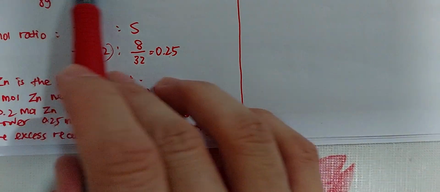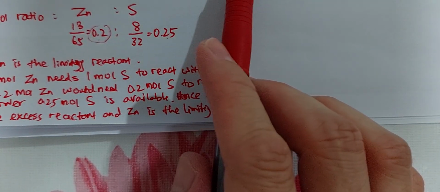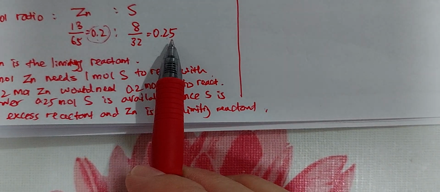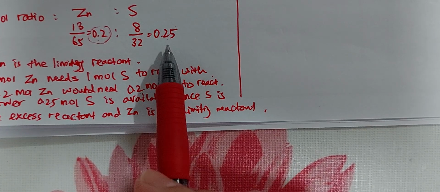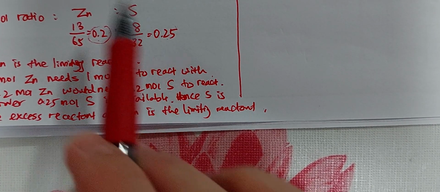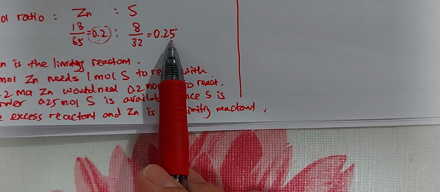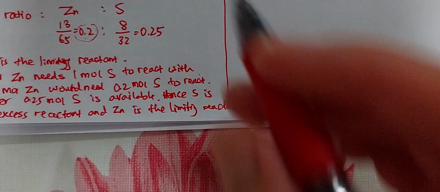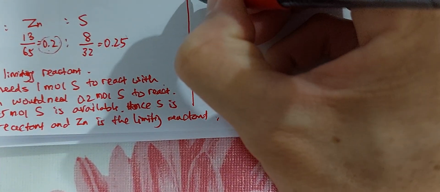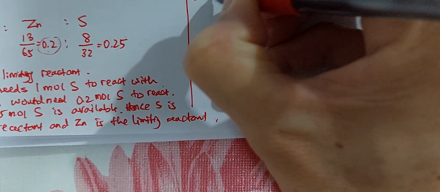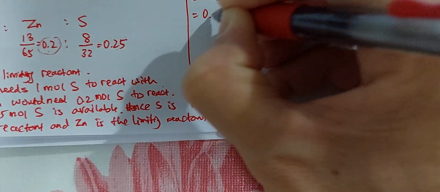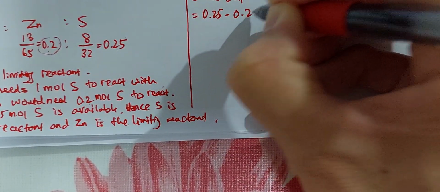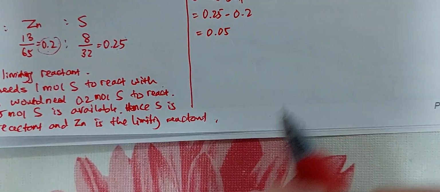Okay, so calculate the mass of excess reactant at the end of the reaction. So which one is excess again? Excess is actually sulfur, right? So how much in excess? The mass of excess reactant, how much in excess? There will be this minus this. So excess sulfur is 0.25 minus 0.2, which is 0.05.